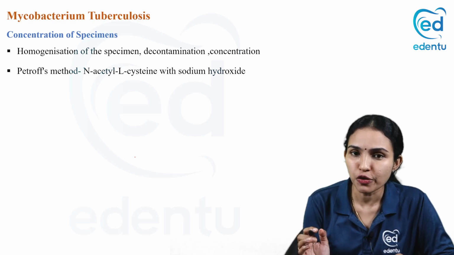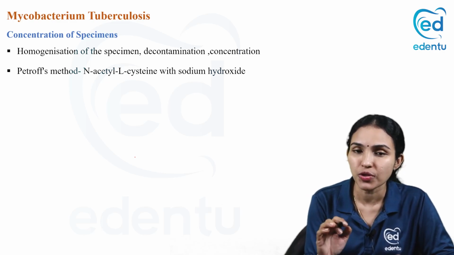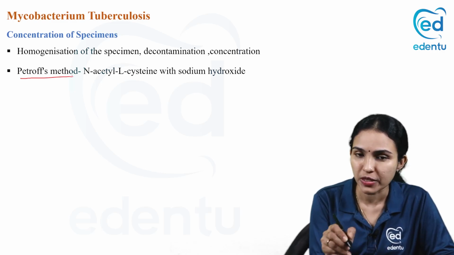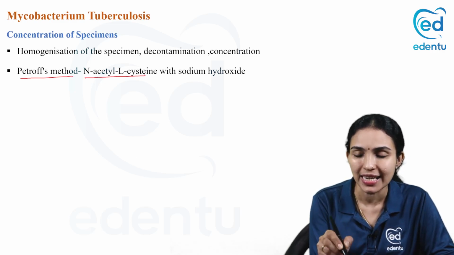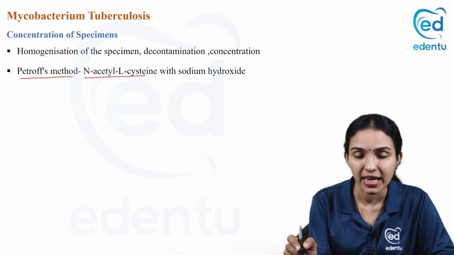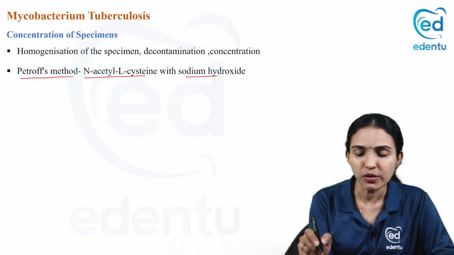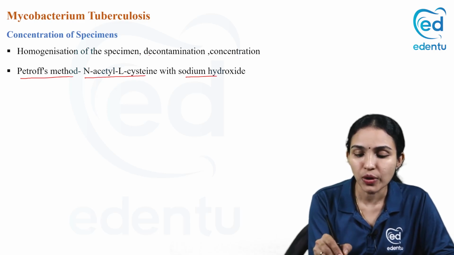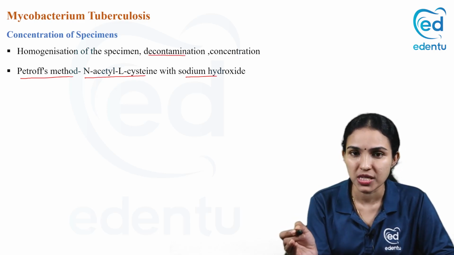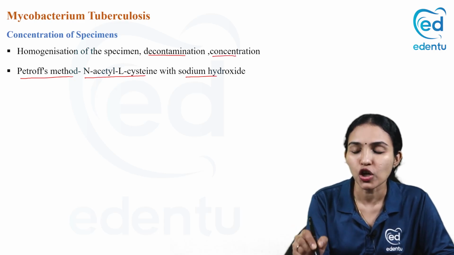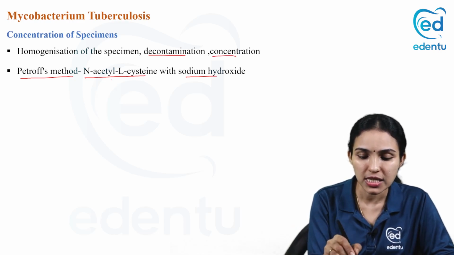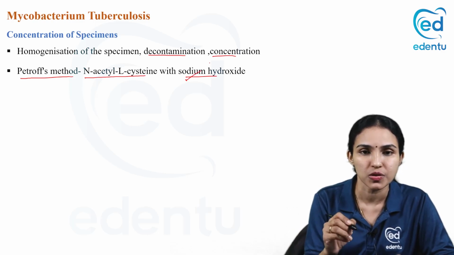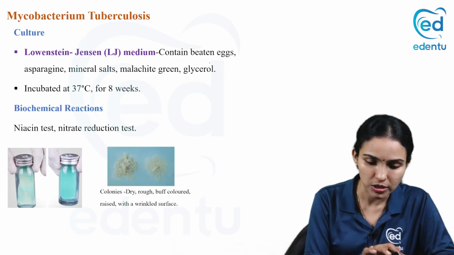Now, before doing culture of this specimen, you have to do a concentration technique. A concentration of the specimen has to be performed. For that, you go for a method called Petroff's method, where you apply N-acetyl L-cysteine, called NALC, and sodium hydroxide is also added. The purpose is to homogenize the specimen, decontaminate it by destroying all other bacteria present except Mycobacterium, and concentrate the specimen. So you add this chemical, do centrifugation, collect the centrifuge deposit, and then you add sodium hydroxide. That is how you perform the concentration method.